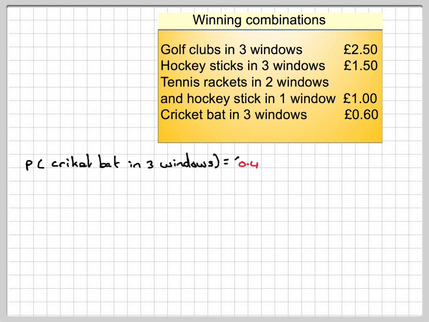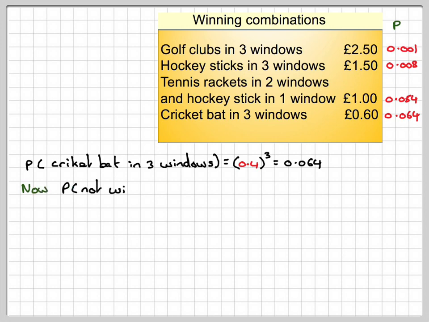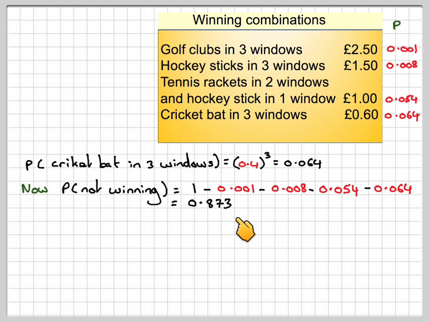Okay, so writing all those down again. And a cricket bat in 3 windows is 0.4 cubed, which is 0.064. So if we write all these probabilities of the winning combinations down, we can now work out that the probability of not winning will be 1 minus all of these. So 1 minus 0.001, minus 0.008, minus 0.054, minus 0.064. That will be equal to 0.873.